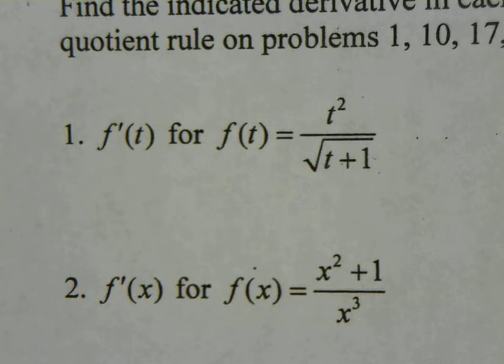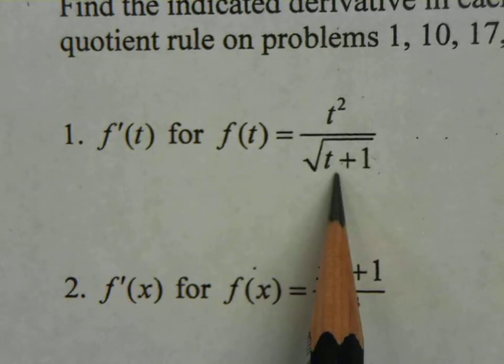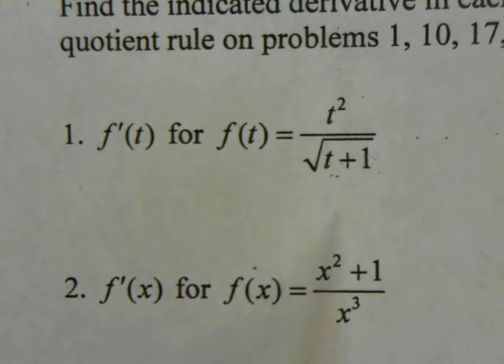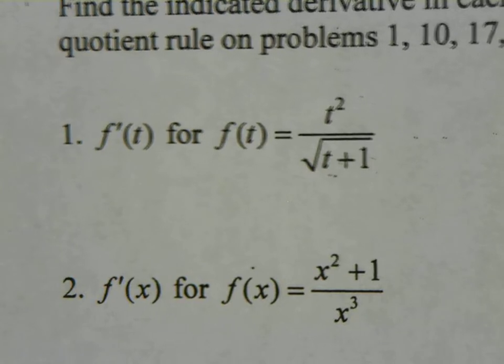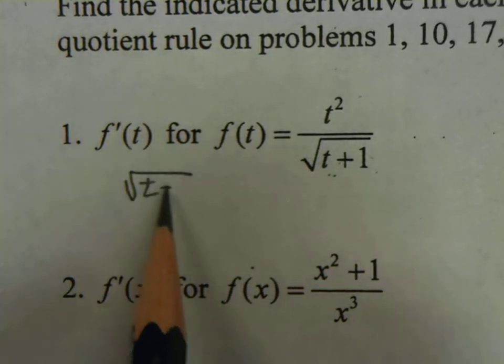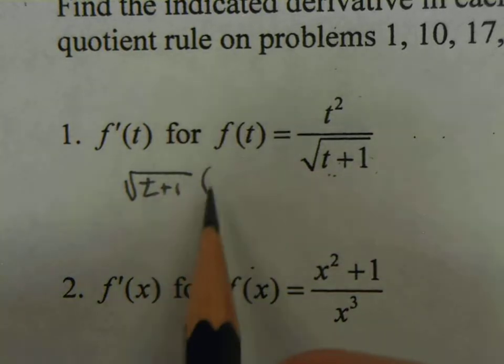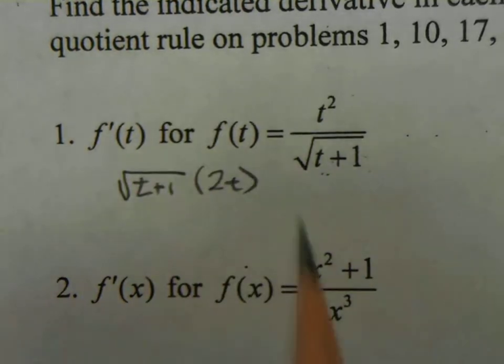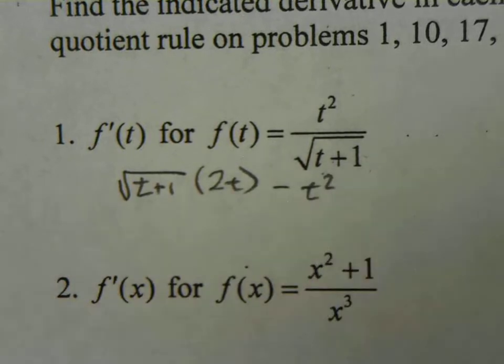There's one hiccup in there at the part where you're doing the derivative of the denominator. This is not the square root of plain old t, which means you're going to have to use the chain rule. So let's see what that looks like. The denominator times the derivative of the numerator minus the numerator times the derivative of the denominator.